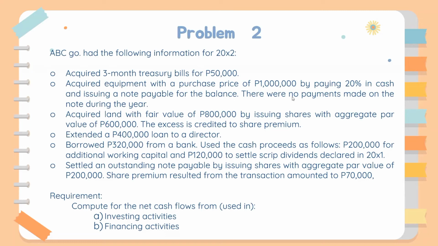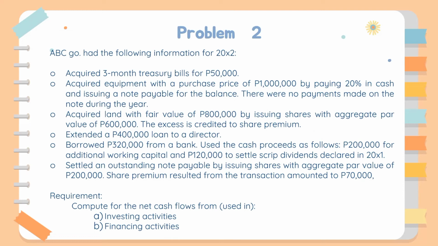So, yung acquired land with fair value of 800,000 by issuing shares with aggregate par value of 600,000. Ano naman siya? Yung cash is not affected, so excluded din siya. Kasi nga yung bayad niya is shares.